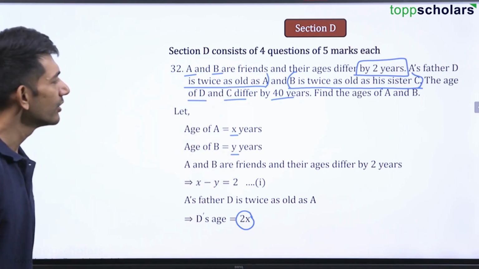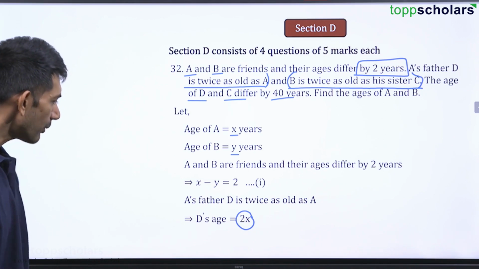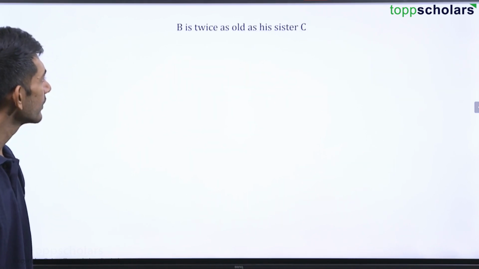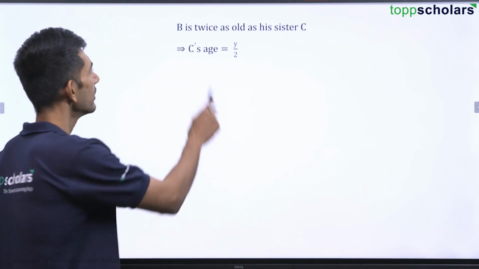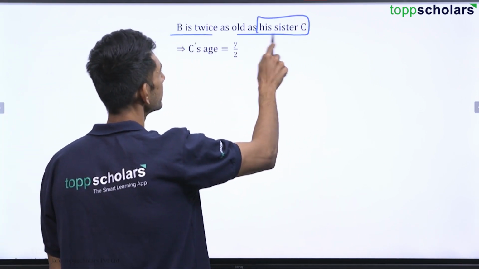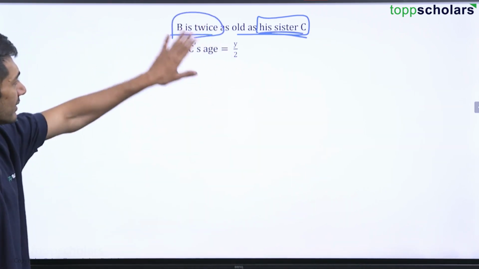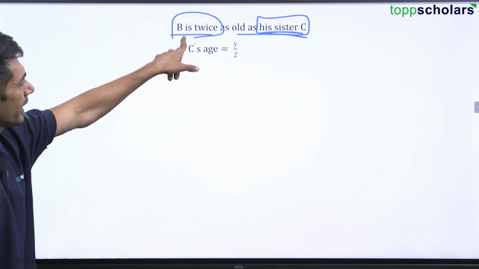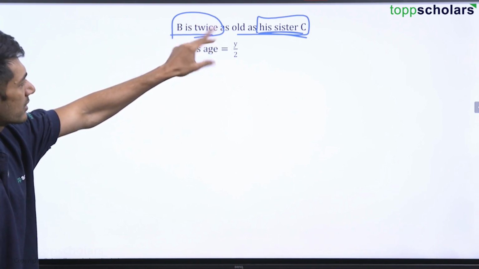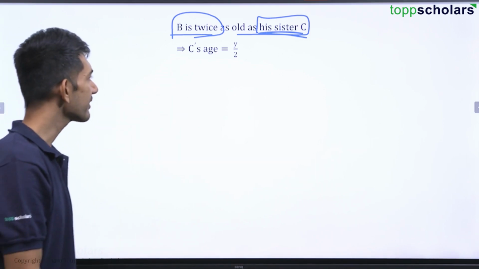And B is twice as old as his sister C. So if I talk about the sister, can I say if the brother is twice as old as his sister, the sister's age is half of the brother? Brother's age is double that of the sister. Sister's age is half of the brother. So here can I say C's age is y by 2.